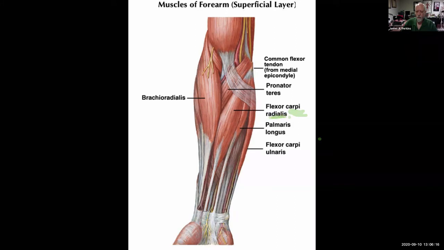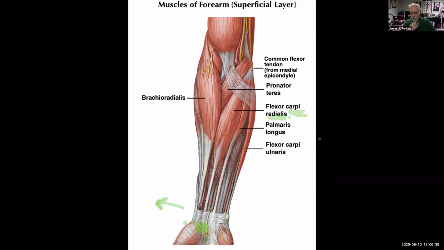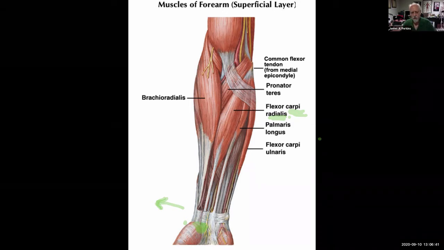Radialis is referring to the fact that this muscle is inserting on the hand more on the radial side, a little bit more on the lateral side. So it's inserting on the second and third metacarpals, which are a little bit closer to the lateral side of the hand. So it's a flexor of the hand that inserts on the radial side. So origin from common flexor tendon, insertion on metacarpals 2 and 3 in the hand. And it's going to flex the wrist, flex the hand at the wrist joint.